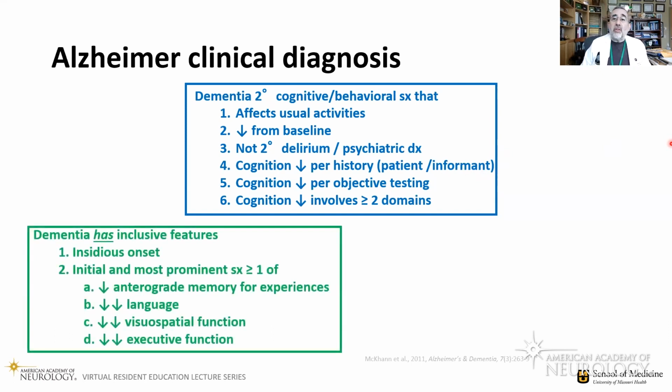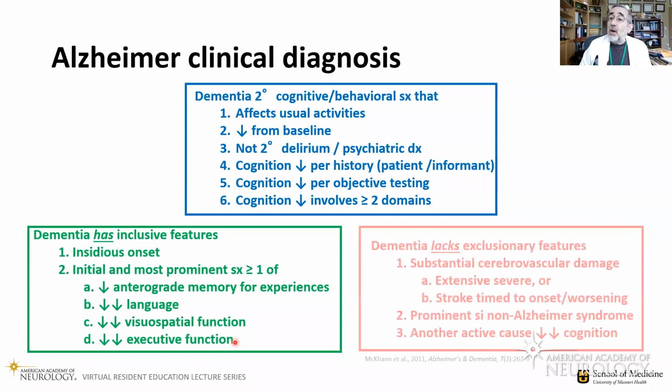And it has inclusive features. Alzheimer's is not a diagnosis of exclusion. It includes that the symptoms came on gradually, and the initial and most prominent symptoms were one of these four things. And it has exclusionary features.